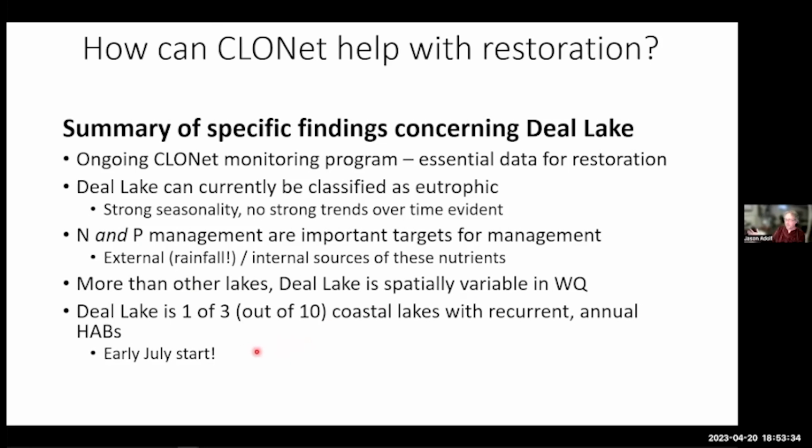And in terms of HABs, what about HABs? Deal Lake is one of 3 lakes out of the 10 that we look at very closely that gets recurrent annual harmful algal blooms. And I'll say again, this is my prediction for this summer. My prediction, July 12th. That's almost to the date. Write it down and tell me if I'm wrong. Give me a 1 week plus or minus though on that.